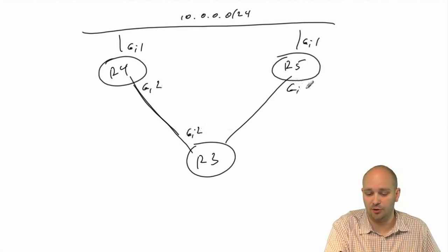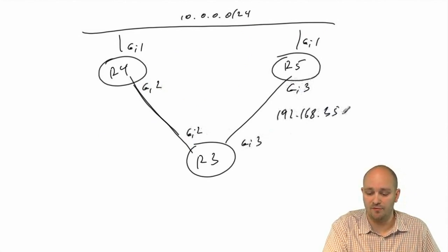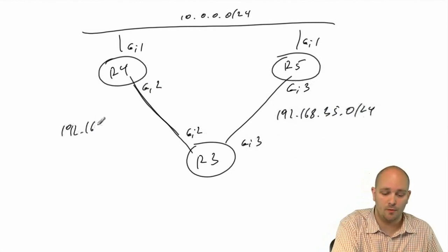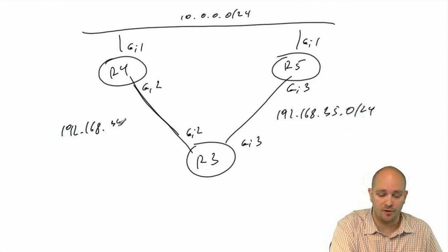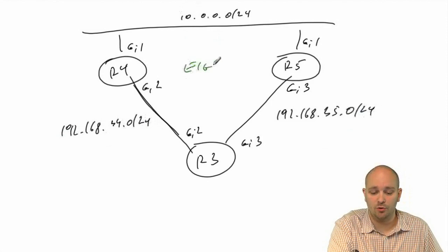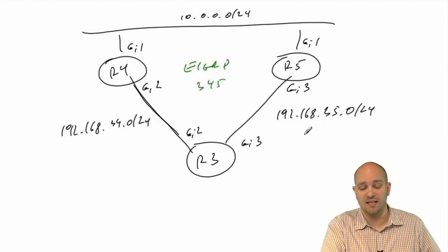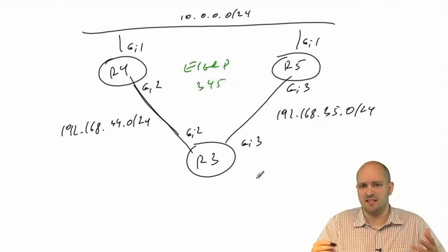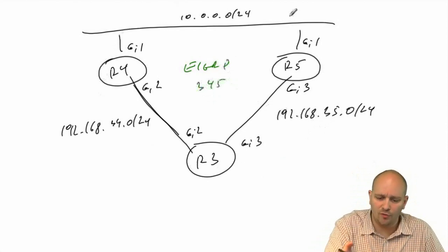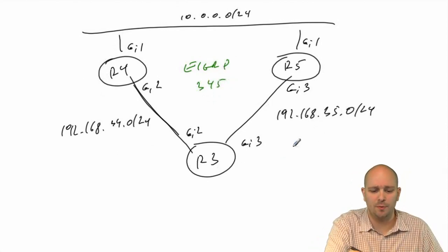On 2 sides, this is going to be gigabit 3, and let's say that this is going to be 192.168.35.0/24, and this is going to be 192.168.34.0/24. And what I want to do here is run EIGRP, say process 345, between them. And I will configure it using the simplest method, and that is going to be the numbered mode. So let's start configuring this, and let's see what is going to be the end result.